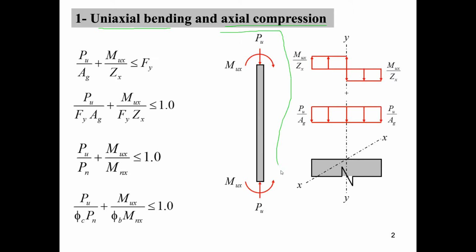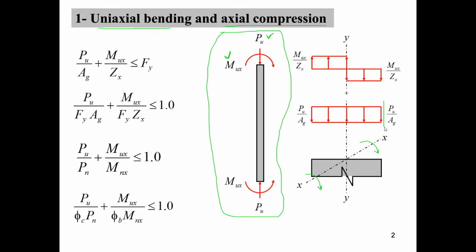This is our beam column, and this beam column is subjected to axial compressive force Pu and uniaxial bending moment Mux. It's very obvious that the bending moment Mux is about the x-axis. The result will be combined stresses of axial compressive stress and bending stress.